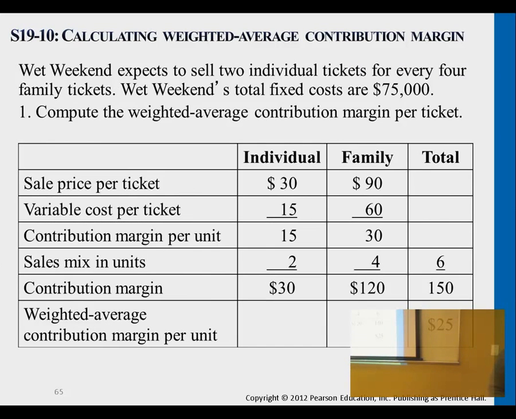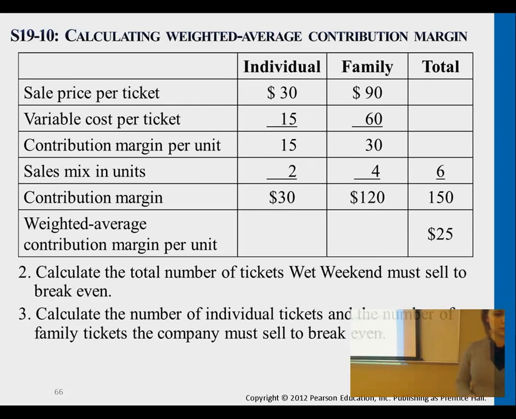So we computed the weighted average. Now the next part, right? The next one, we're gonna calculate the total number of tickets. So we'll keep this table here, but let's calculate the total number of tickets we must sell to break even. What are we gonna do? So is it just the fixed cost divided by the 25? And what is this fixed cost? 75,000. That's right. Good job.